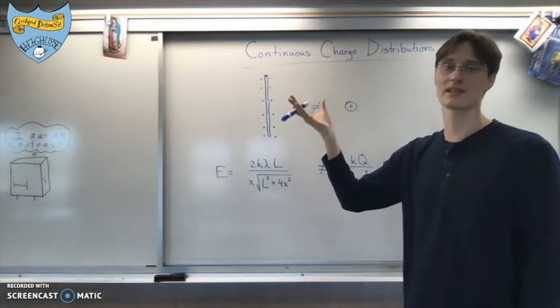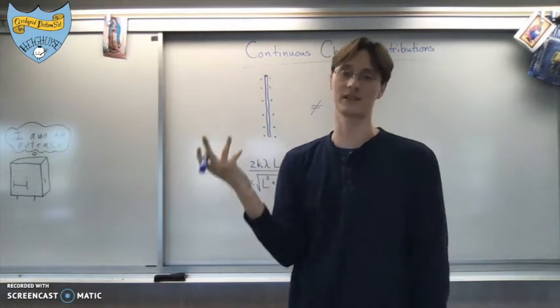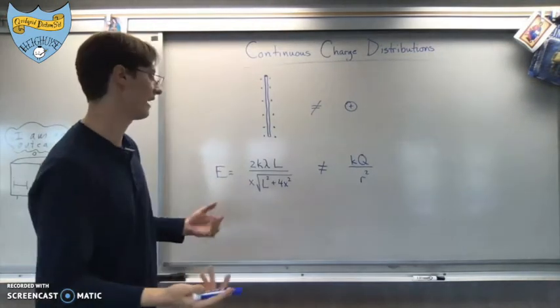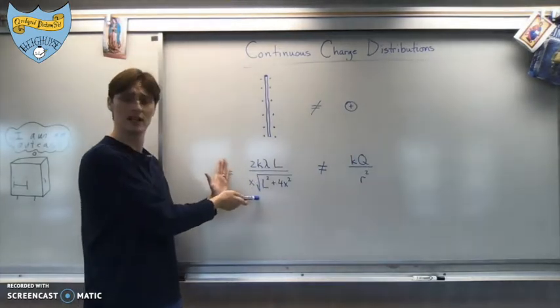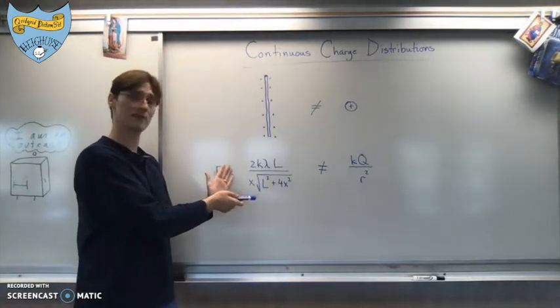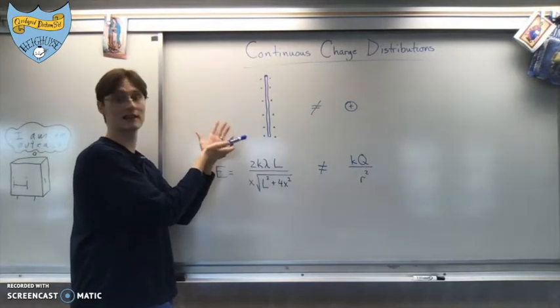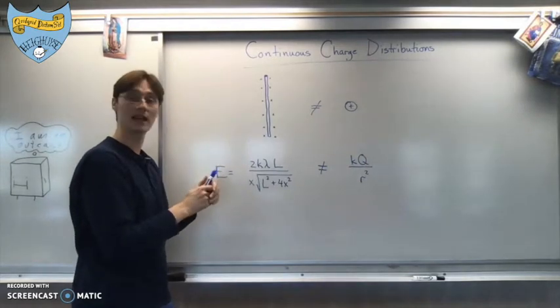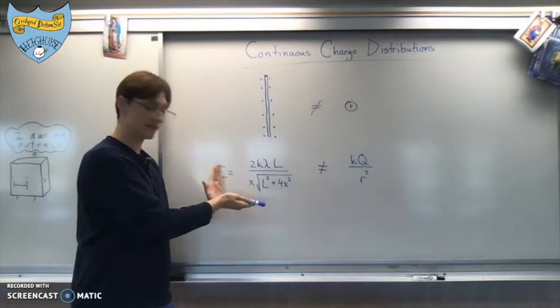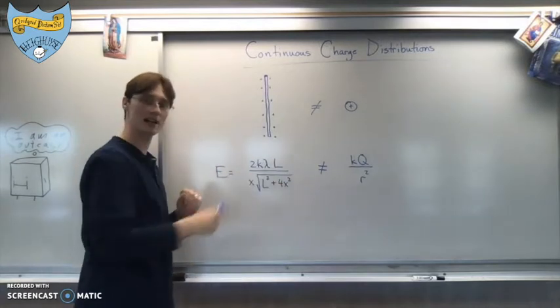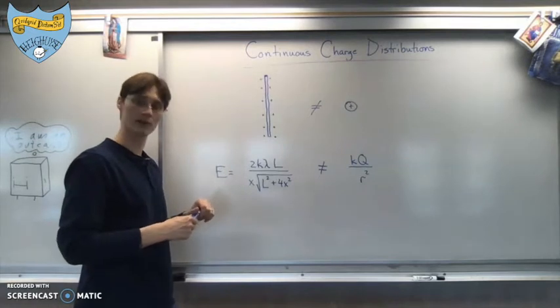So I'm just using this as an introductory example. Just sort of a, hey, did you know? Fun fact. If you do integral calculus to find the electric field, which is actually how you have to find the electric field for something like a long straight wire, you get this horrific expression, which definitely is not equivalent to kq over r squared.